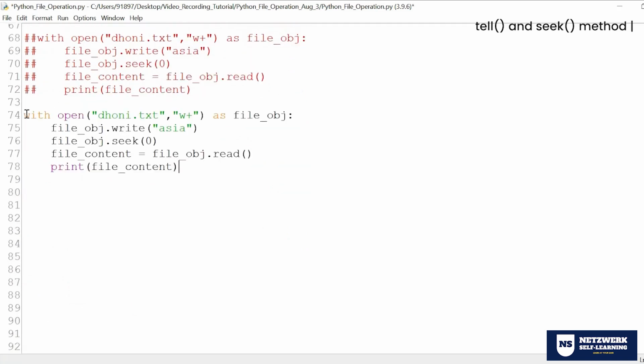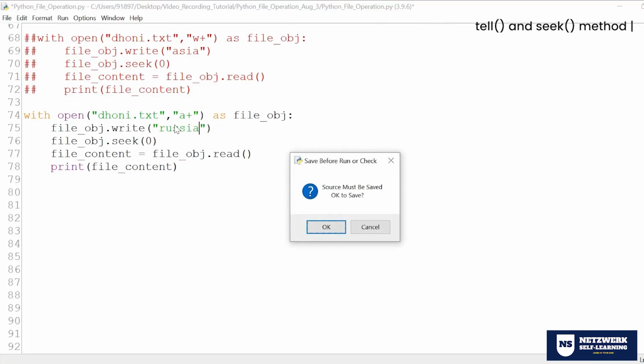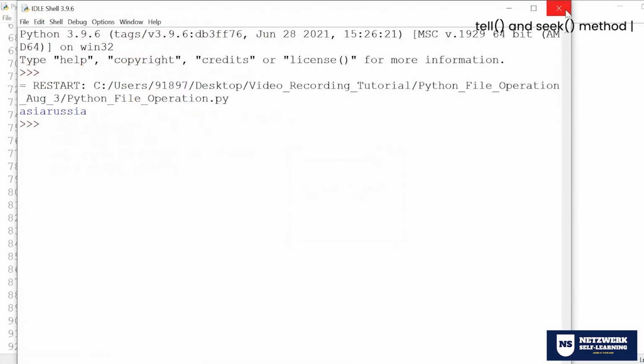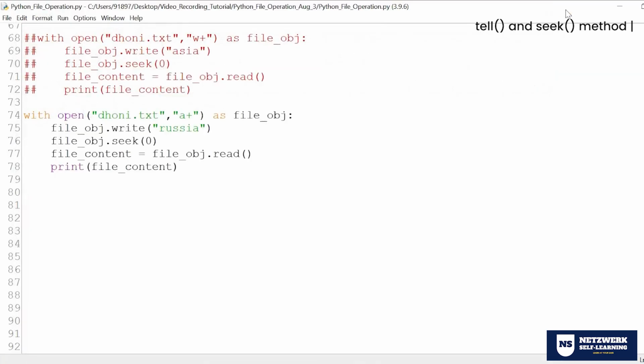Instead of write plus, you use A plus. There you see, it is reading and it is writing onto the file. At the same time, it is reflecting back to us as well. That means it is reading as well. That's the beauty of this particular function.